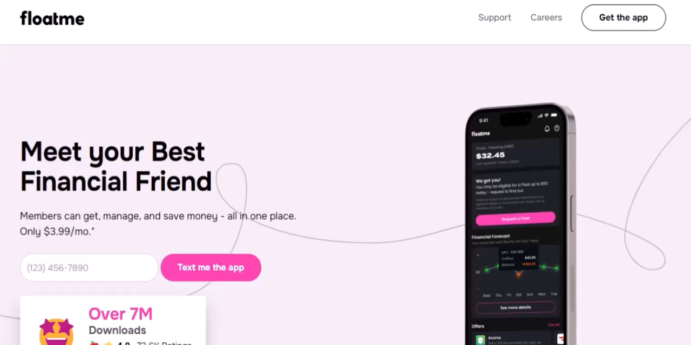Pros and cons of FloatMe interest rates. Now that we know what factors influence the FloatMe interest rate, let's weigh the pros and cons. Pros. Flexibility. Dynamic pricing can offer more flexibility compared to fixed rates. Potential for lower rates. If you have a good credit score, responsible spending habits, and favorable market conditions, you might enjoy lower interest rates.